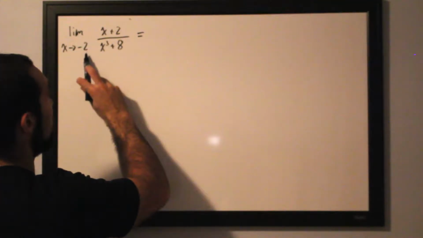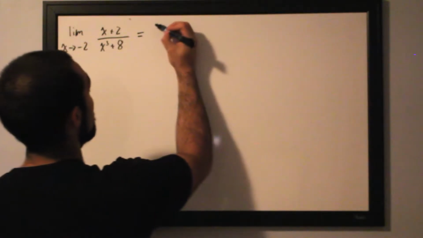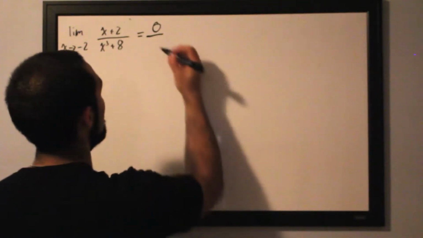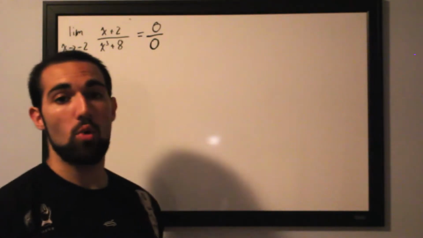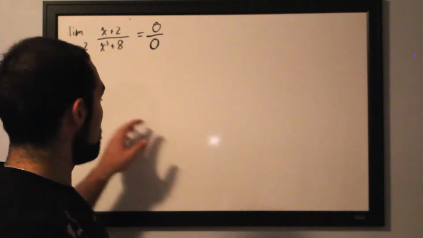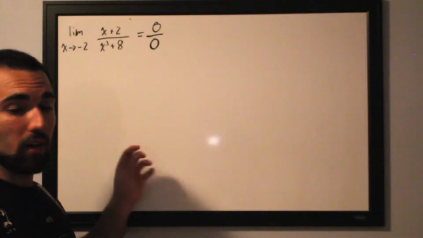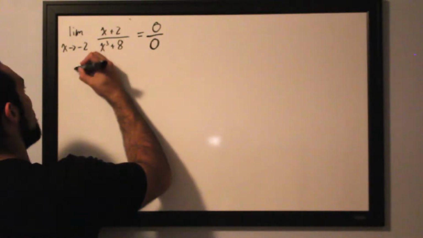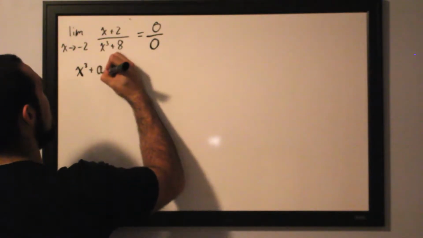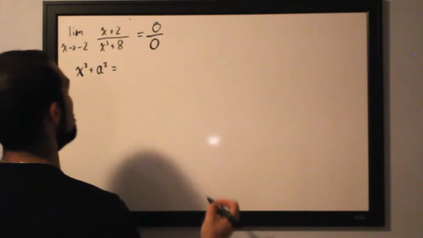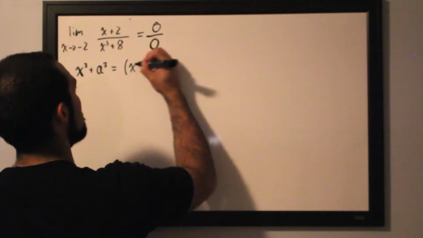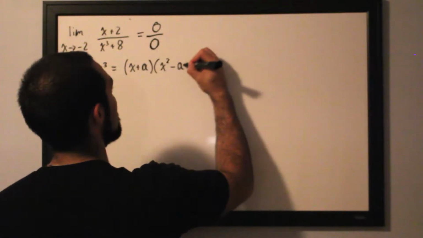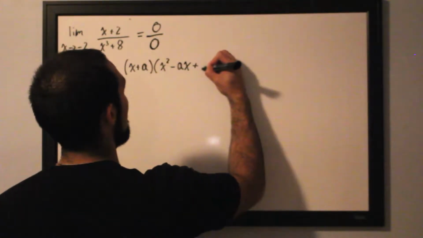So we plug in -2 over here, we're going to get -2 plus 2, that comes out to 0, and in the denominator, -2 to the third power is going to come to -8 plus 8, also comes to 0, indeterminate form, so we're going to have to do a little bit of manipulation. So for those of you that recall that sums of cubes can be factored, they're going to be factored like this. X to the third power plus a to the third power can be factored as x plus a multiplied by x squared minus ax plus a squared.